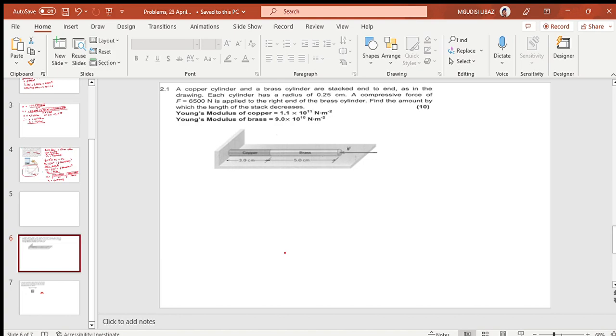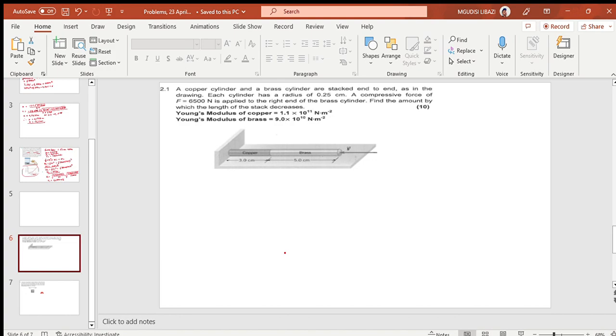The question says that a copper cylinder and a brass cylinder are stacked end to end as in the drawing, and say each cylinder has a radius of 0.25 centimeters. A compressive force F equal to 6,500 newtons is applied to the right end of the brass cylinder. Find the amount by which the length of the stack decreases. And they've given us the properties of the material. So now we can take down the data.